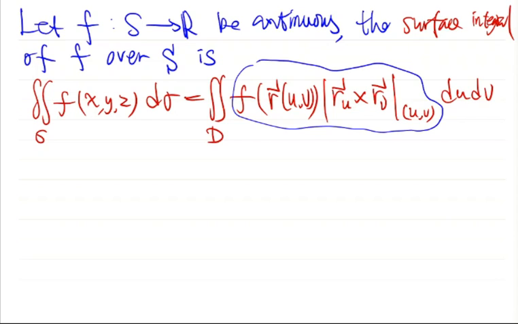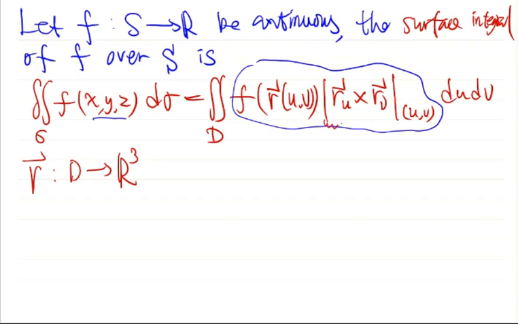The integral consists of two parts. The first part is to replace the argument of f, that is our x, y, z, by the parametrization r(u, v). r(u, v) is a point because r is a map from D to R3. Therefore, r(u, v) is a point in R3, and has three coordinates. So we substitute r(u, v) in place of x, y, z. And then this is the norm of the cross product.